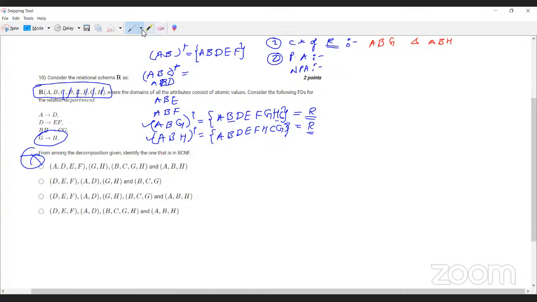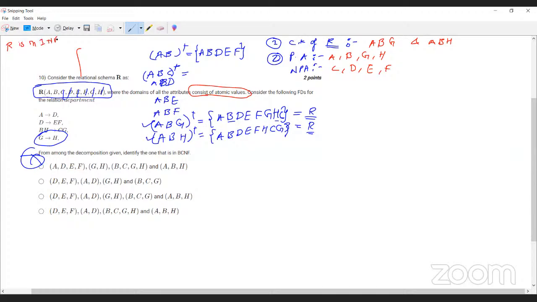Yes. So the prime attributes are A, B, G, and the non-prime attributes are C, D, E, F. Right? So this is our second step. Now, is our relation in first normal form? Where the domain of all the attributes consists of atomic values, right? Here you can see the domain of all the attributes consists of atomic values. So we can say our relation R is in first normal form, right?